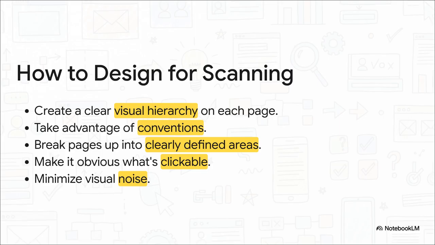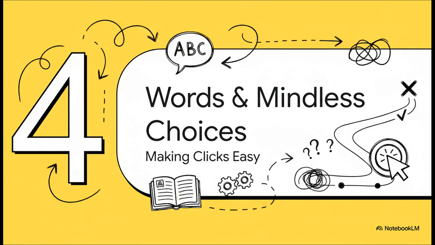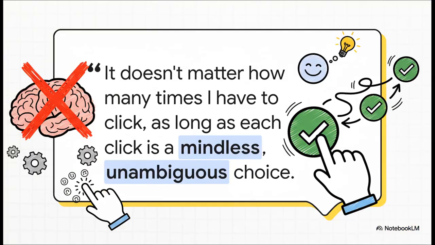And just get rid of the clutter. Minimize all that visual noise. All right, let's zoom in a little bit and get even more practical. We're going to talk about two things that are absolutely crucial for making things easy: the choices you give people and the words you use. Okay, so this is Krug's second law, and it's kind of a game changer.